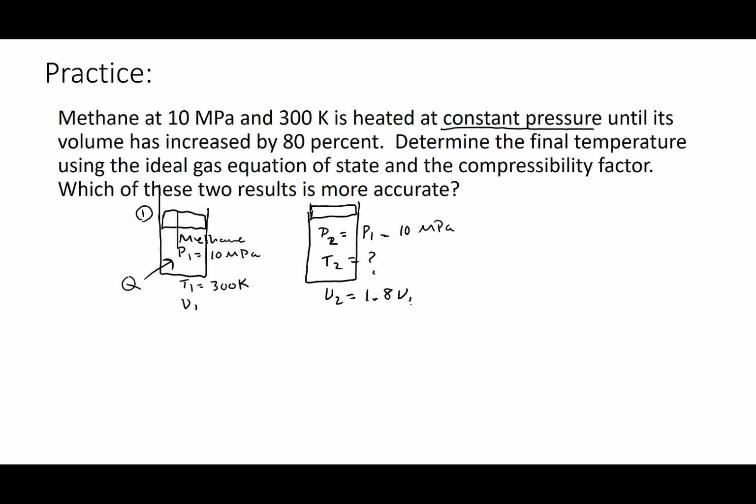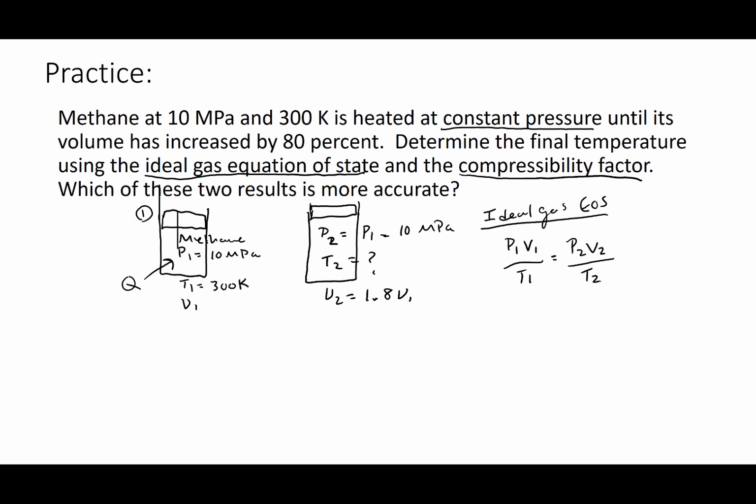Now we want to determine the final temperature using first the ideal gas equation of state, and second, the compressibility factor. So let's start with the ideal gas equation of state. Since we have a system that's changing, we're going to want to start with this: P1 V1 over T1 is equal to P2 V2 over T2.